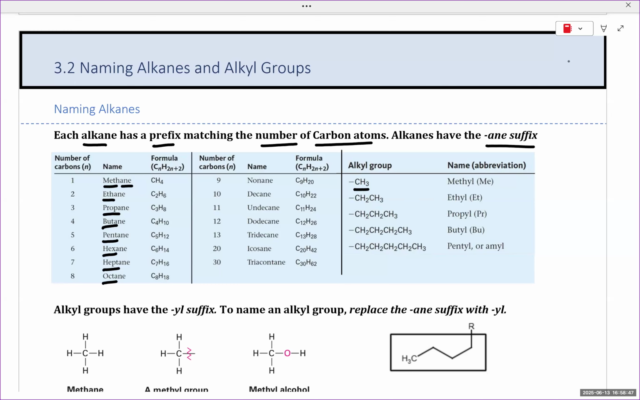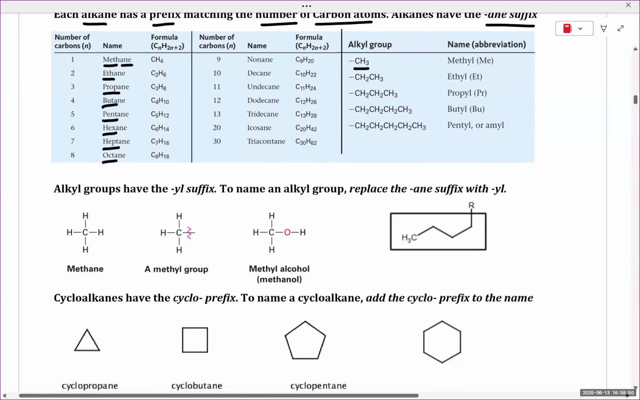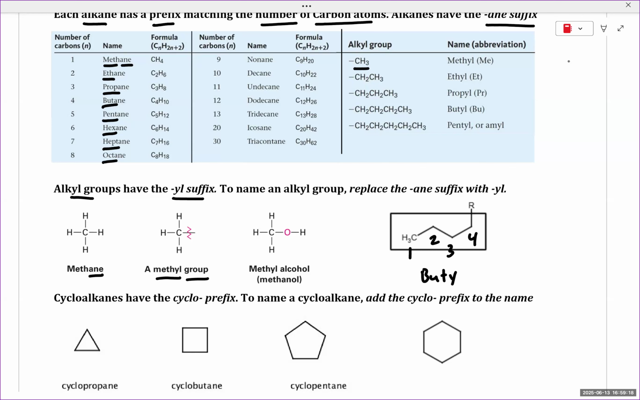Now, if you're naming an alkyl group, alkyl groups are given the -yl suffix. So for example, a 1-carbon alkane would be methane. A 1-carbon alkyl group would be a methyl group. So for example, if we had this 1, 2, 3, 4-carbon group, 4 is but, so we'd name this as a butyl group. If this were the main chain, you can name it as a butane main chain.